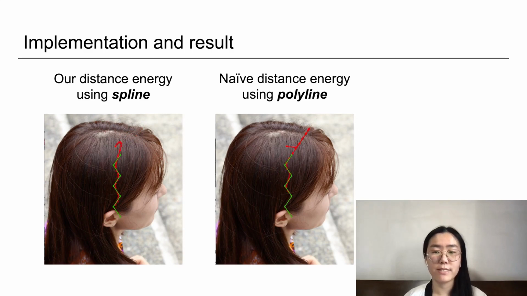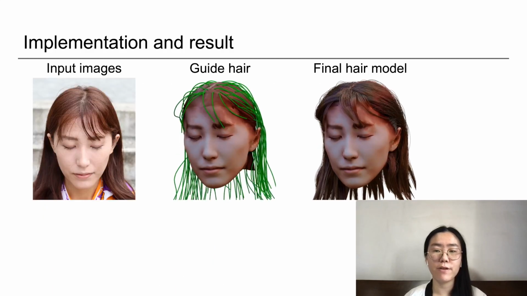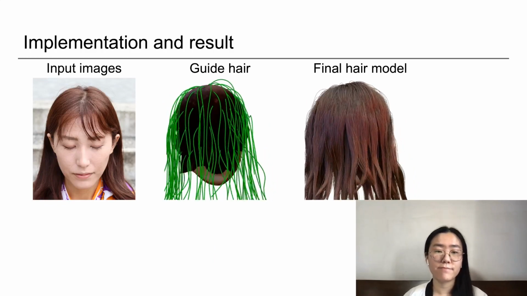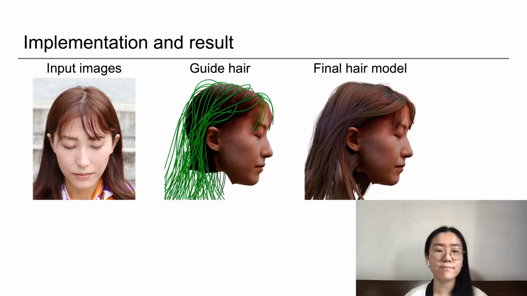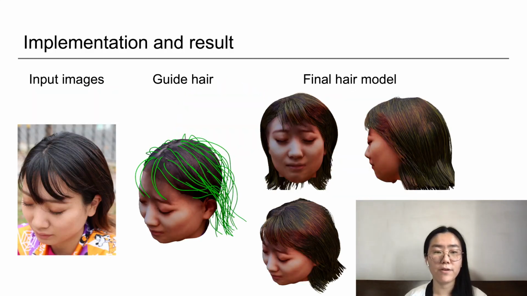To show the efficiency of our spline representation for distance energy, we compare the results of our spline distance with the naive distance. Through the videos, we could see that ours can successfully achieve the global minimum. This is the video sample of our EnergyHair made by an artist. More results shown here.